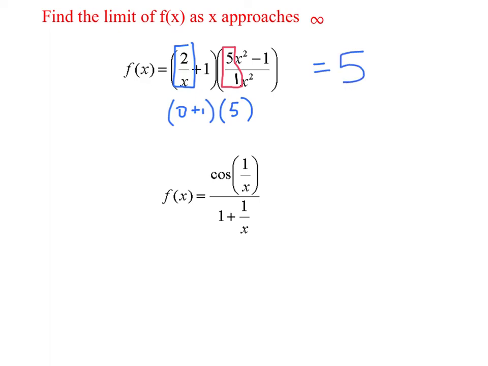Okay, let's look down at this bottom one. The cosine of 1 over infinity, well, 1 over a really big number, this is approaching 0. Okay, I'm just going to write like that, 0. The cosine of 0 is 1. 1. Okay. On the bottom, 1 over x is approaching 0. So 1 plus 0 is 1. So 1 over 1, the limit is 1.